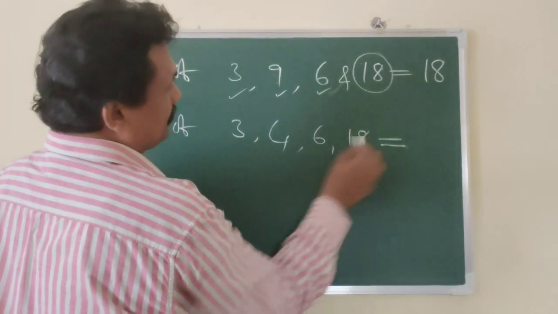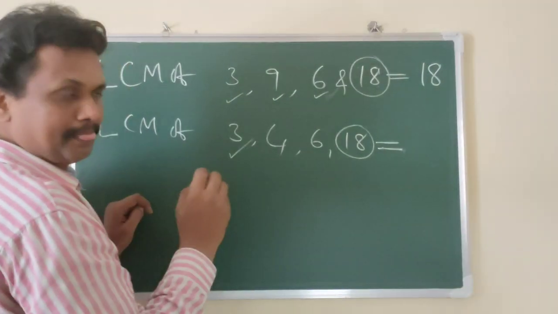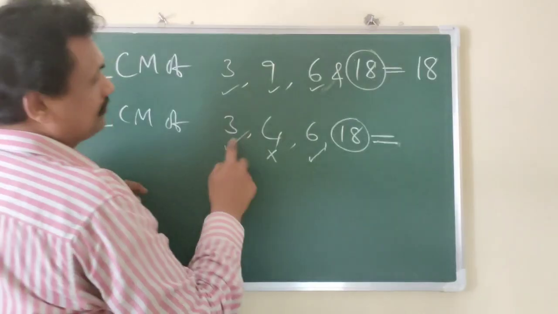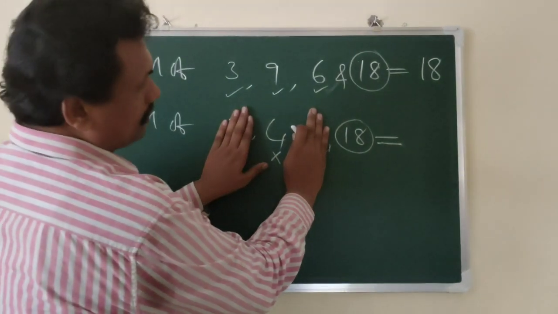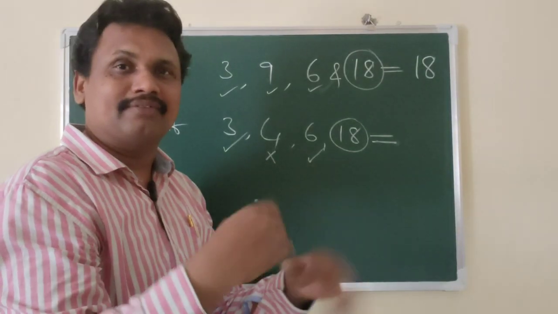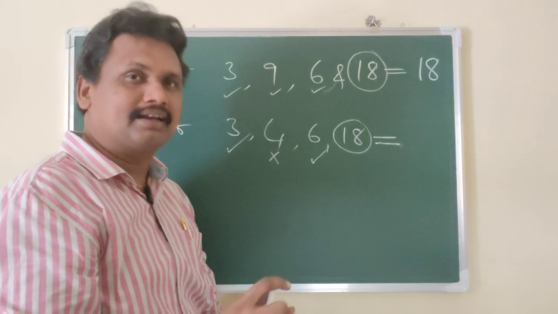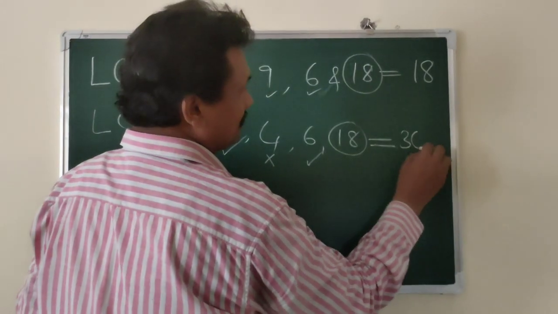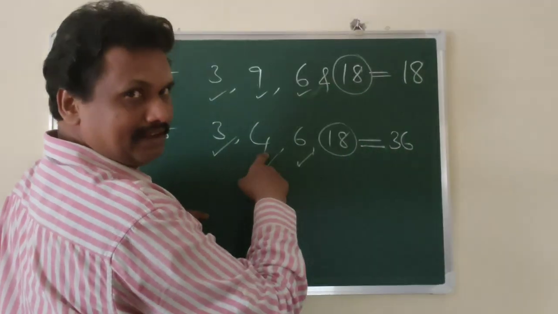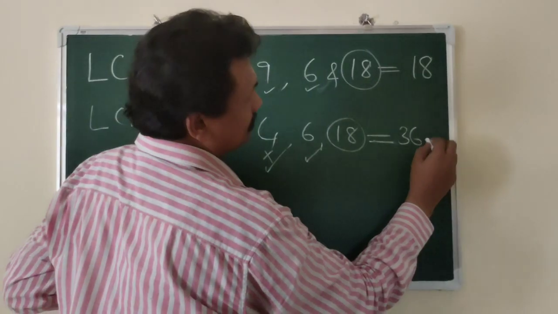Here also the big number is 18. 18 is divided by 3, okay. 4, not okay. 18 is divided by 6. That's why 3 and 6 leave it. Now observe 18. 18 is not divided by 4. At that time take double of 18. 18 plus 18, or 18 times 2, is 36. 36 is divided by 4, yes. That's why 36 is the LCM.